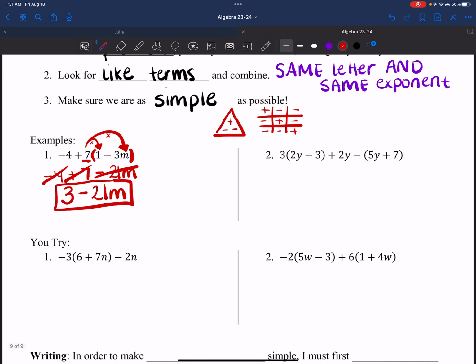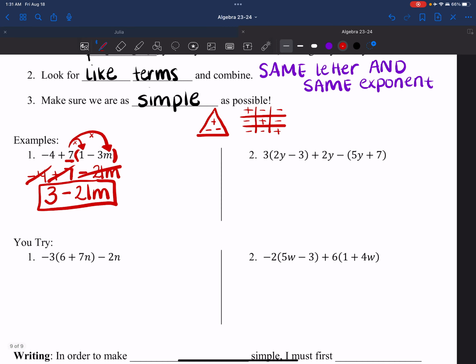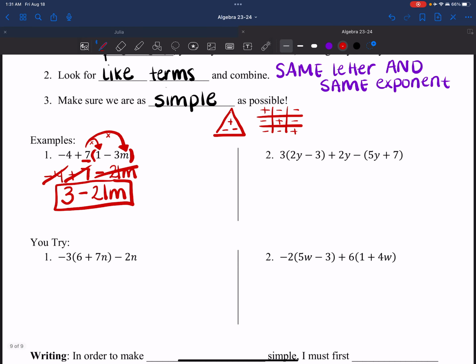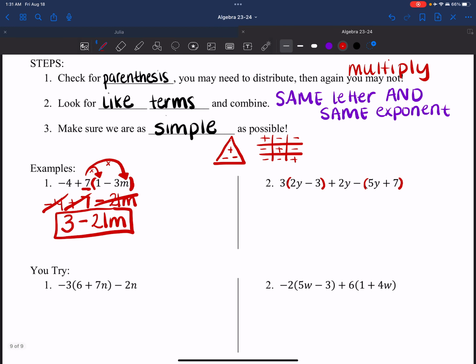Then for number 2, example number 2. I've got 2 sets of parentheses. Step number 1. Check for parentheses and distribute. Well, I have 2 sets. Okay. Left to right. Start left to right.